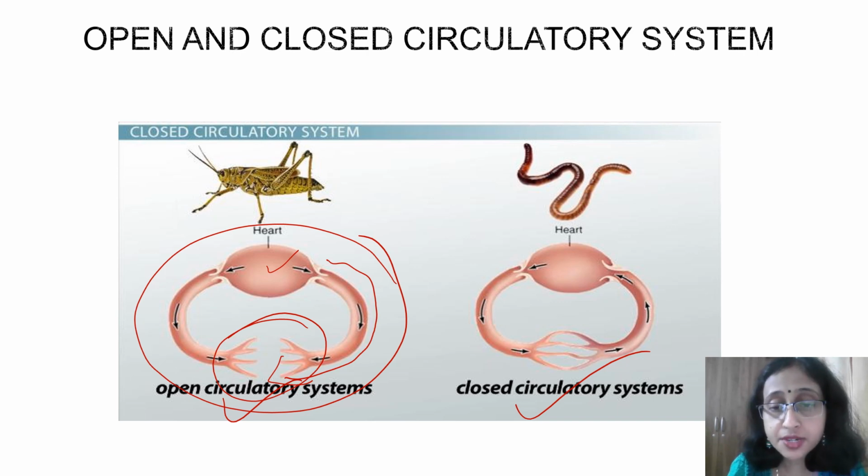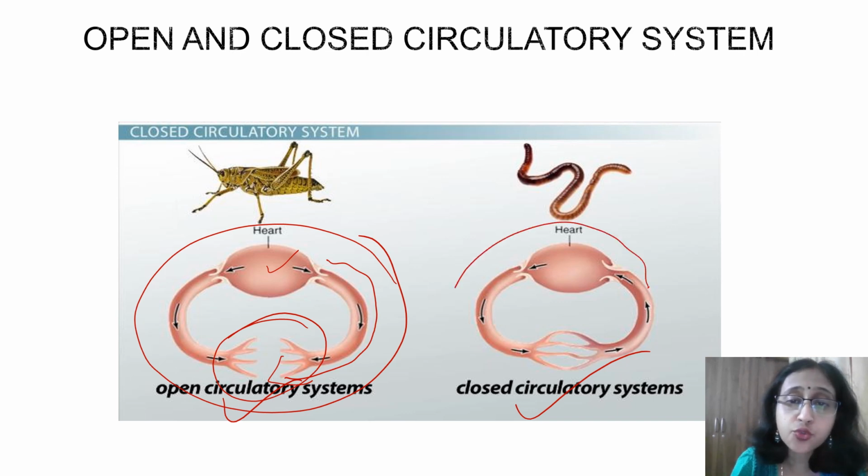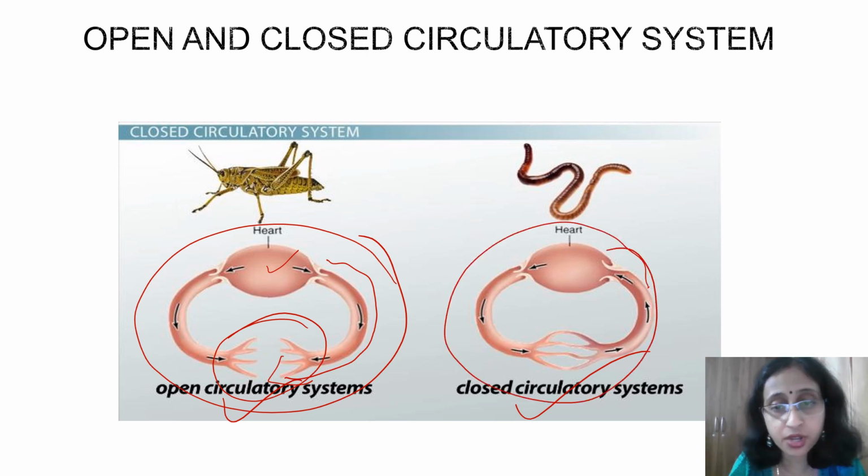But in a closed circulatory system, what is happening? The blood is carried through blood vessels to different organs or body parts. There is a full blood vessel system through which blood is carried to different organs and tissues, so it is carried through a closed vascular system. Many insects have an open circulatory system, where blood from the heart is passed into the body cavity and diffuses to other organs. There is no closed vascular system.